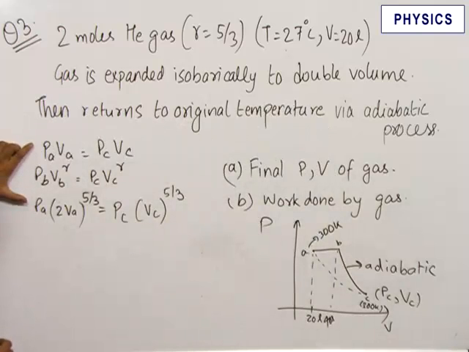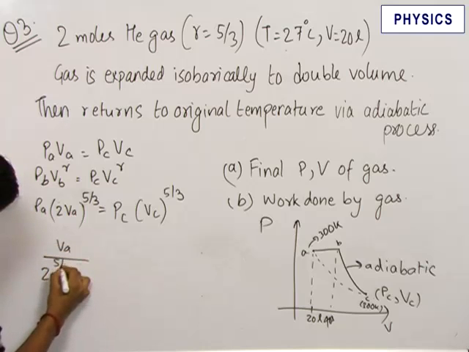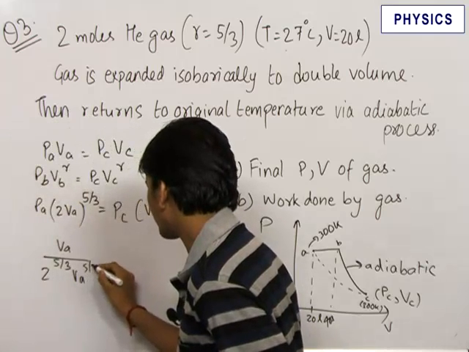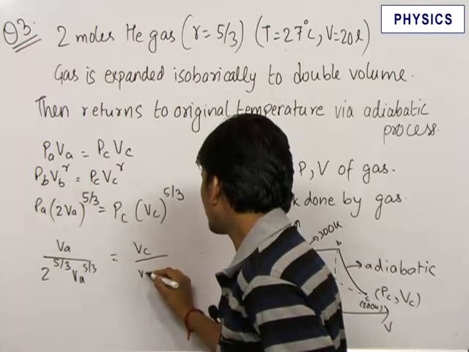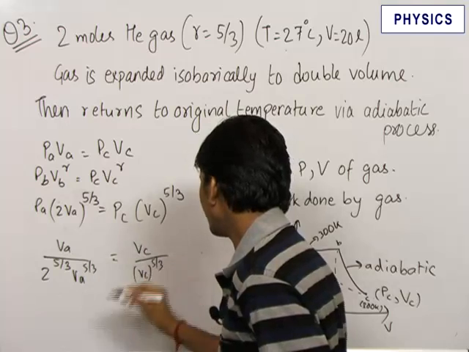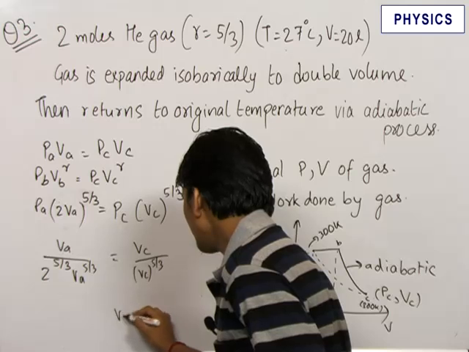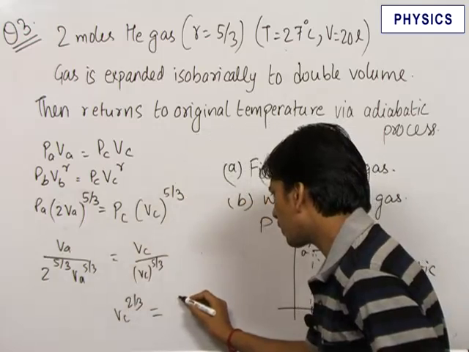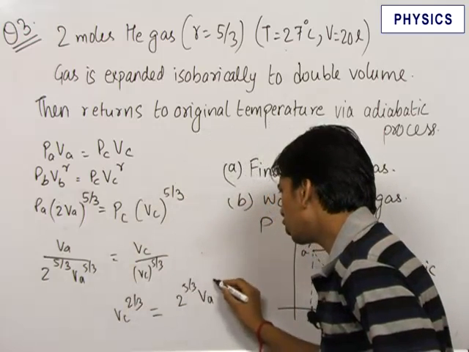Now checking out these two equations, if we divide them, we get VA upon 2 raised to the 5/3 into VA raised to the power 5/3 is equal to VC upon VC raised to the power 5/3. Therefore what we get here is that VC raised to the power 2/3 is equal to 2 raised to the power 5/3 into VA raised to the power 2/3.